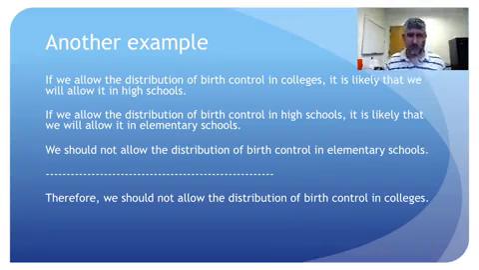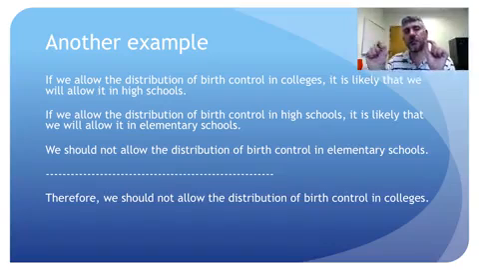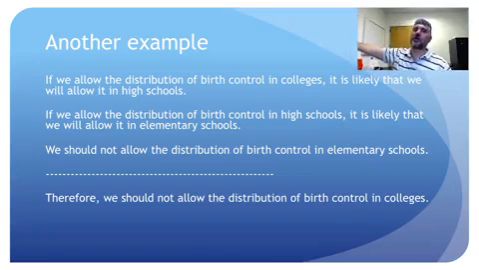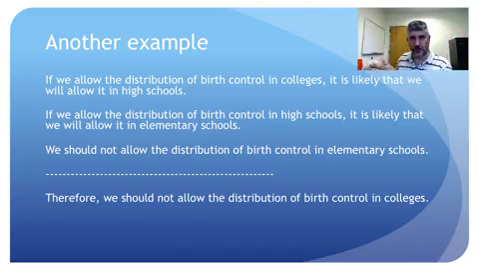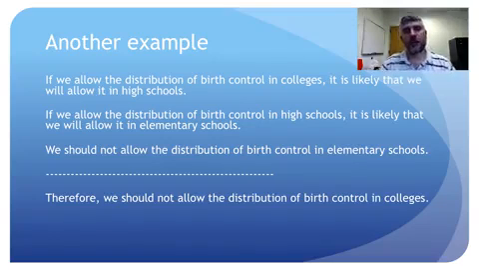Now again, why is that a fallacy? Why don't the premises support the conclusion? Just because each step in that series is likely given the preceding step, it doesn't follow that the last step in the series is likely given the first step in the series. In other words, just because it's likely that we'll allow distribution of birth control in high schools given that we allow it in colleges, and it's likely that we'll allow it in elementary schools given that we allow it in high schools, it doesn't follow that it's likely that we'll allow it in elementary schools given that we allow it in colleges. Likelihood is not transitive in that way. That's why causal slippery slope arguments are fallacies.